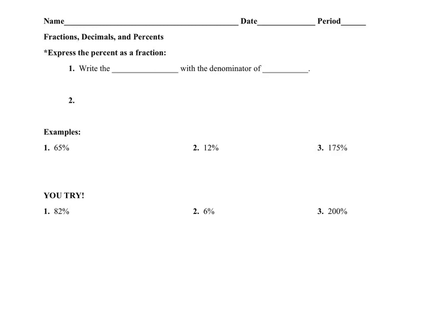So our first topic we're going to learn about is to express a percent as a fraction. And there are two steps. Step one, we're going to write the fraction with a denominator of 100. Then step two is to simplify the fraction. So now let's look at example one.